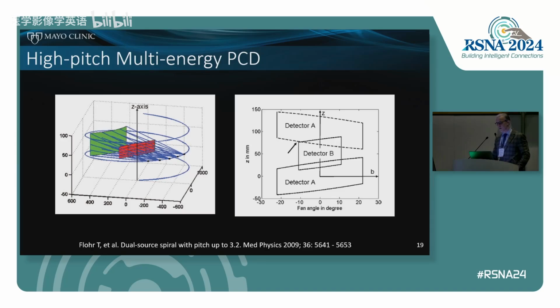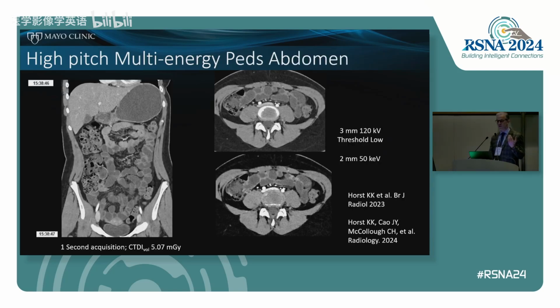Now, high-pitch multi-energy CT is when the patient is moving so fast through the CT scanner that you're not, with one X-ray tube, covering the whole patient. So you're utilizing both detectors, and you can go up to a pitch of 3.2, which means that you're scanning the entire abdomen and pelvis in 1 second. And this is used in our pediatric practice, where we do not use anesthesia.